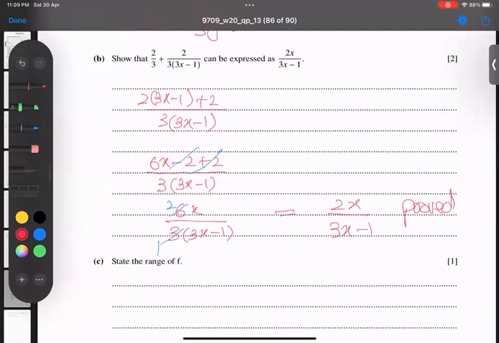Okay. State the range. How to find the range of functions? That's very, very interesting because some students do not understand it easily.